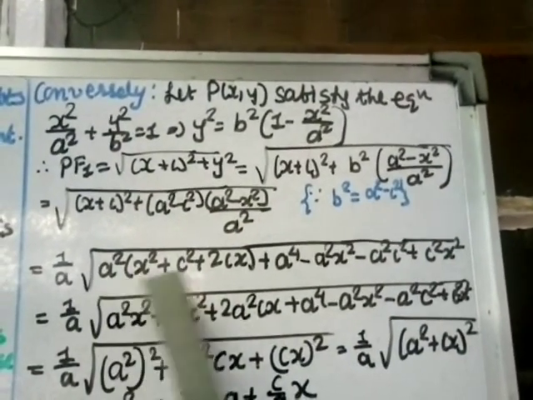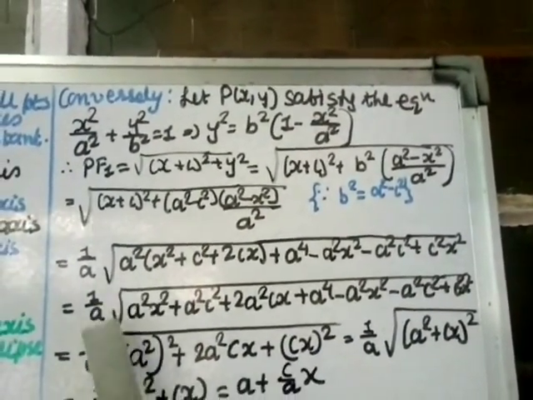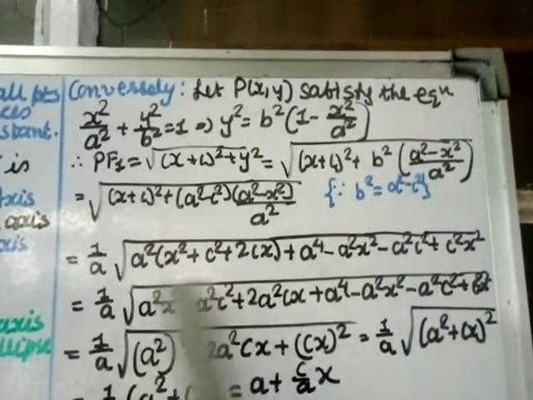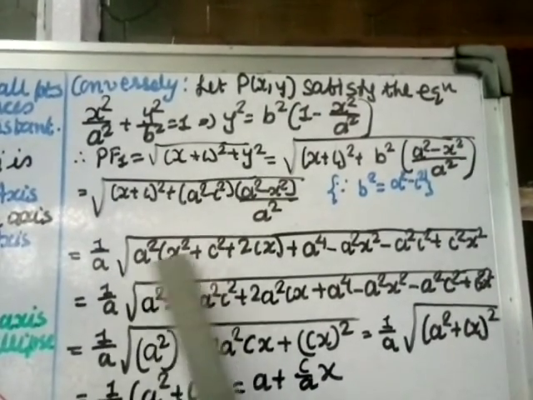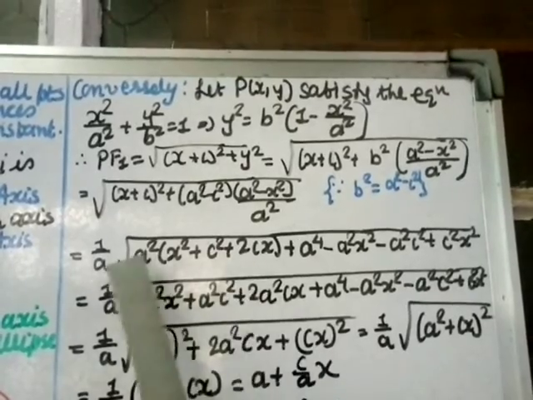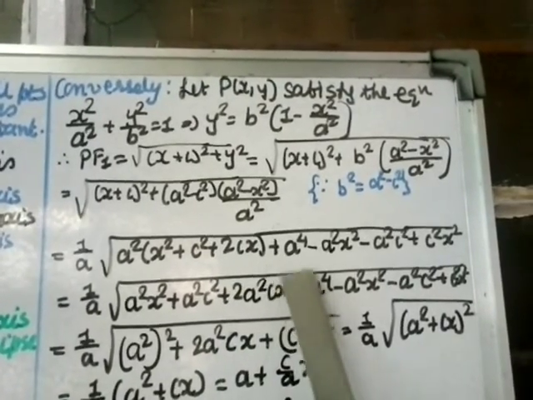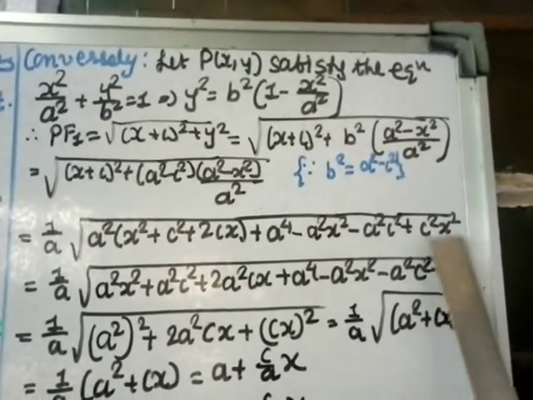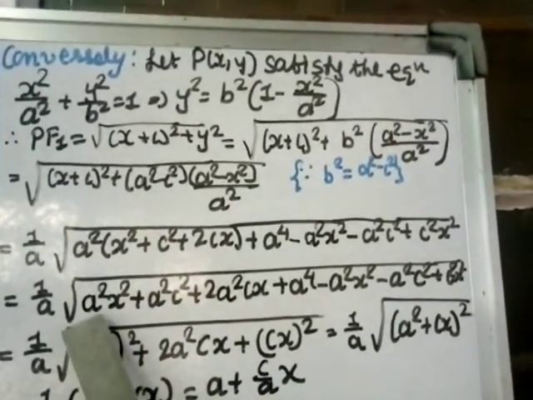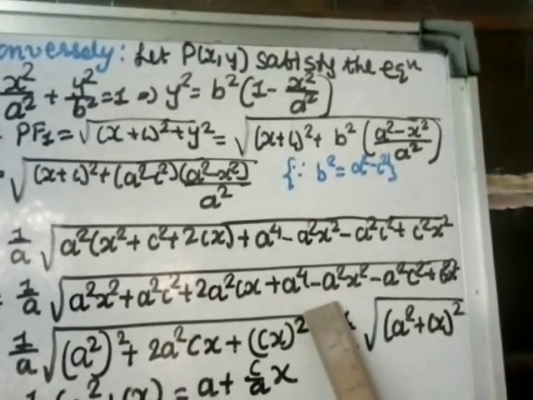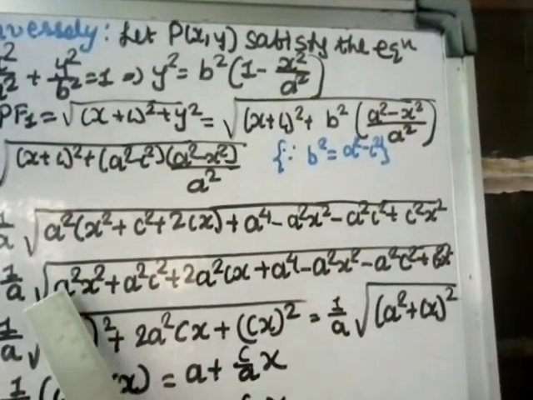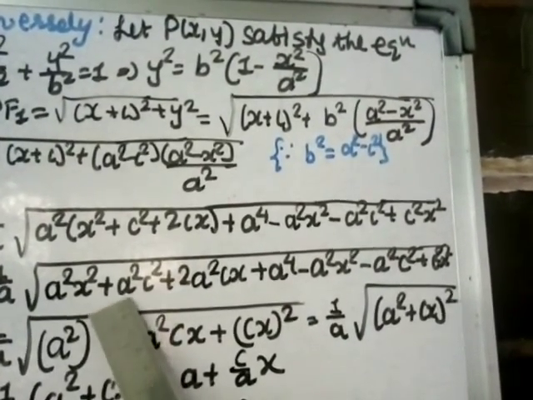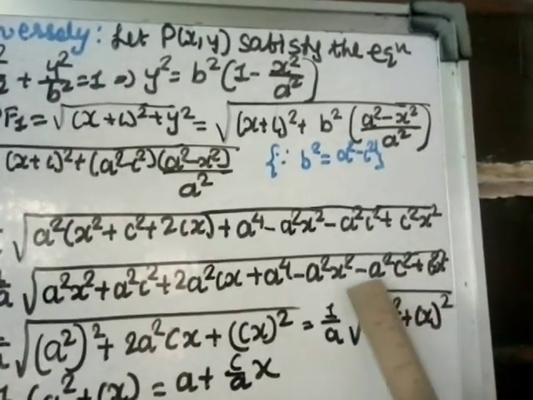Okay, this a square multiplied in this bracket, so you get here this 1 by a as it is under the square root: a square x square plus a square c square plus 2 a square cx, plus this a power 4 as it is, minus a square x square minus a square c square plus c square x square. See here, a square x square positive and minus a square x square negative, so these two cancel. Similarly, a square c square positive and a square c square negative cancel.